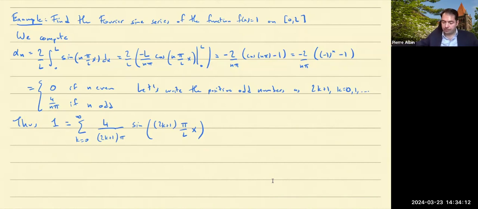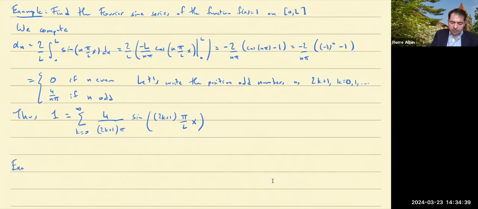Clearly this left hand side does not match the right hand side at the endpoints, because, like we talked about a moment ago, in this sum every term vanishes when x is equal to 0 and when x is equal to L. However, at every point in the interior of this interval, this sum converges to the function 1.